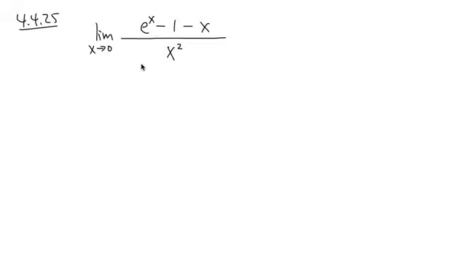Over, when you plug in 0 here, 0 squared is of course 0. So in this case, it's a 0 over 0 situation. We can use L'Hopital's rule. We can use it right here.